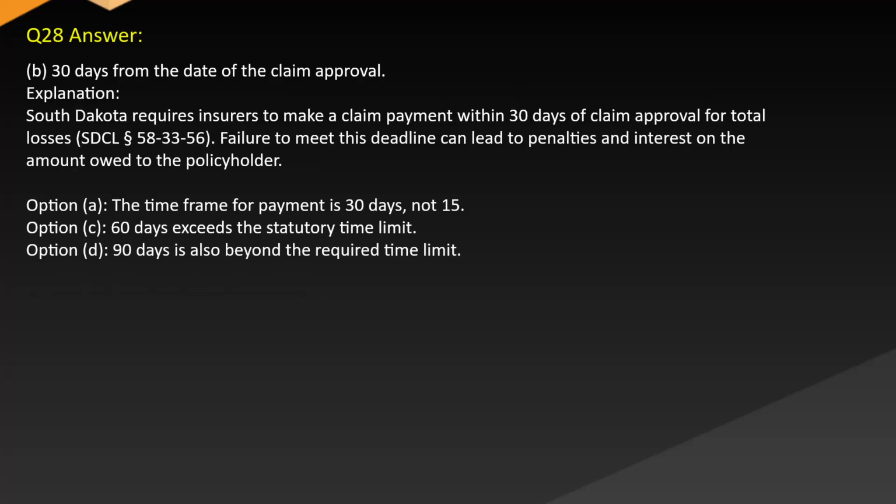Answer B. 30 days from the date of the claim approval. Explanation. South Dakota requires insurers to make a claim payment within 30 days of claim approval for total loss. SDCS 58-33-56. Failure to meet this deadline can lead to penalties and interest on the amount owed to the policyholder.